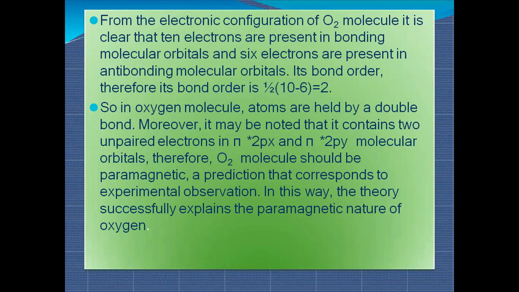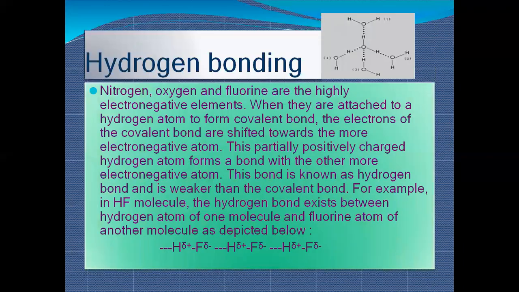If paired electrons are there in the orbitals, they will show diamagnetic character, and if unpaired electrons are there, they will show paramagnetic character.